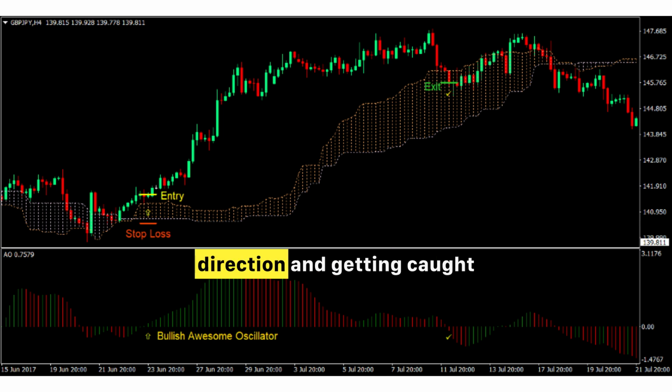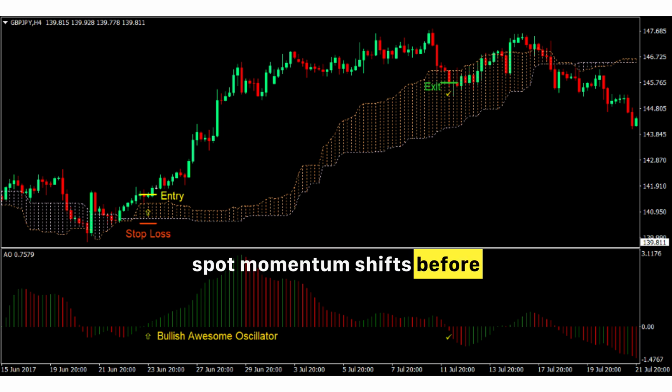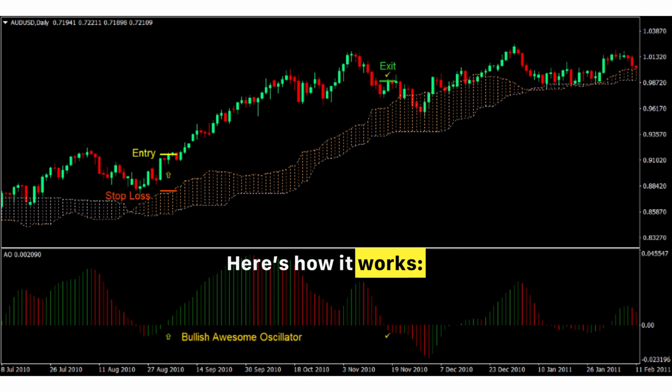Tired of guessing trend direction and getting caught in fake breakouts? This simple Awesome Oscillator Cloud strategy helps you spot momentum shifts before the move happens, without cluttering your chart. Here's how it works. You'll use two tools, the Awesome Oscillator, AO, and its cloud, which is created by smoothing the AO values. The cloud acts like a momentum zone, making bullish and bearish shifts easy to see.